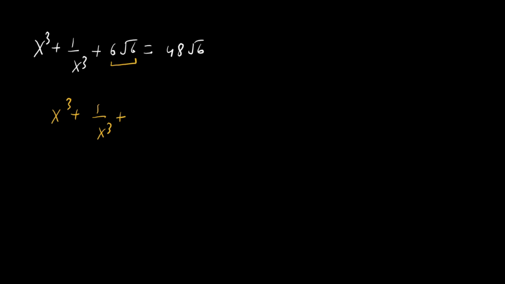So if we take this radical to the right-hand side, then we have 48 times square root of 6 minus 6 times square root of 6. On the left-hand side, x to the power 3 plus 1 over x to the power 3 is equal to 48 times square root of 6 minus 6 times square root of 6, that is 42 times square root of 6. This is our final answer.